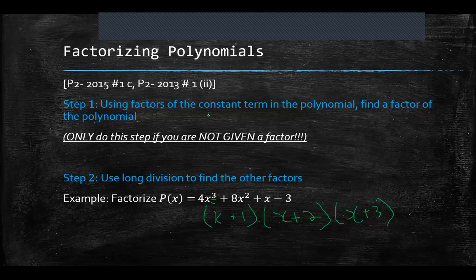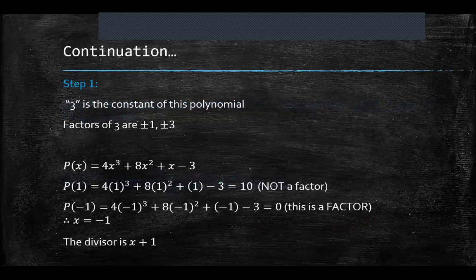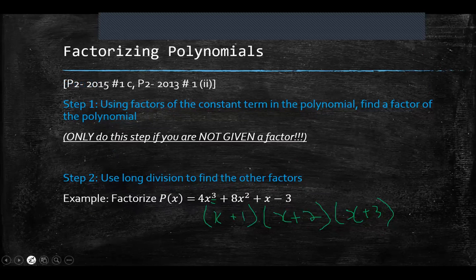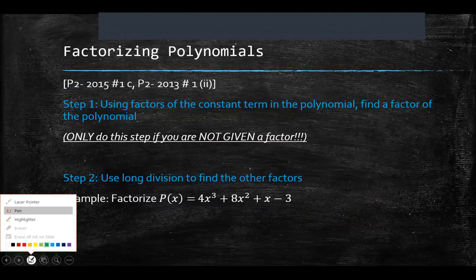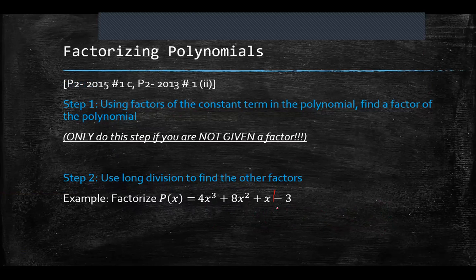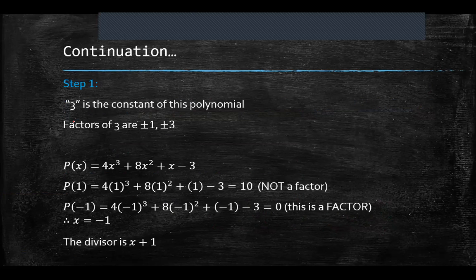Well, factors of the constant term. Let me show you the constant term. This is the constant term they're referring to, right? Minus 3 in this case. Factors. Well, it's factors of minus 3, right? So I'll just change that. Factors of minus 3 or factors of 3.